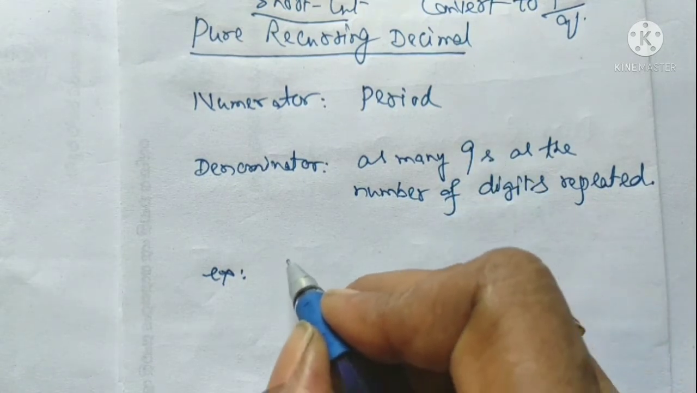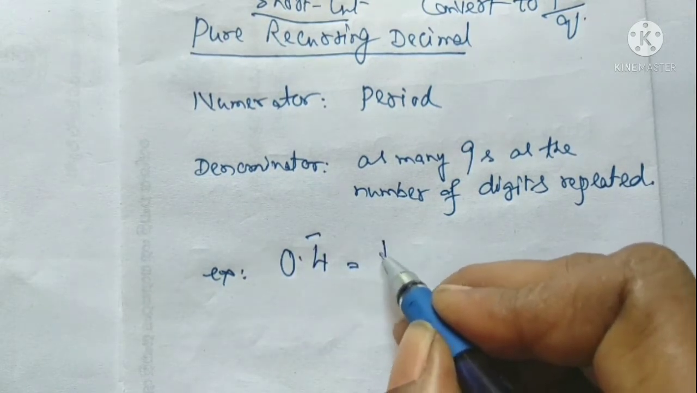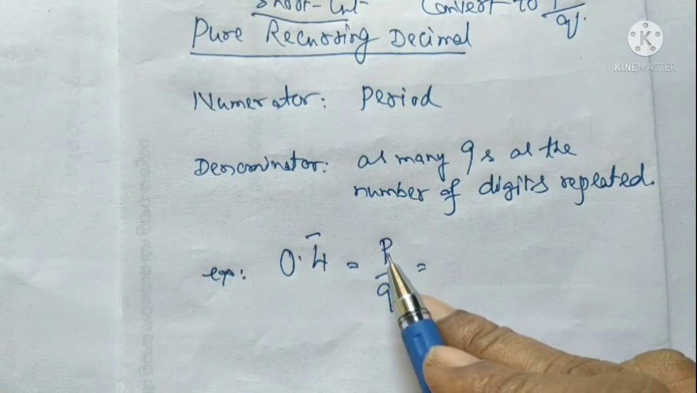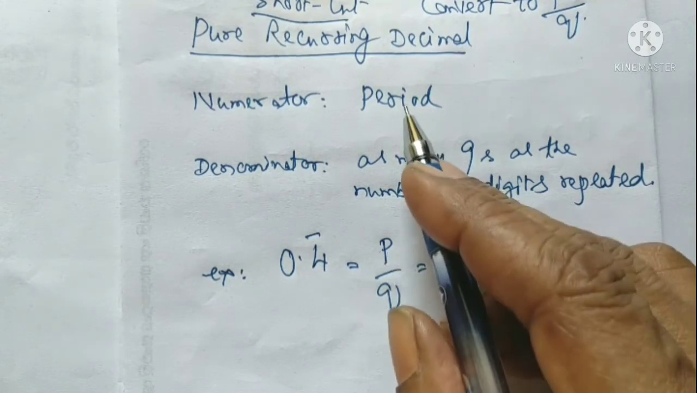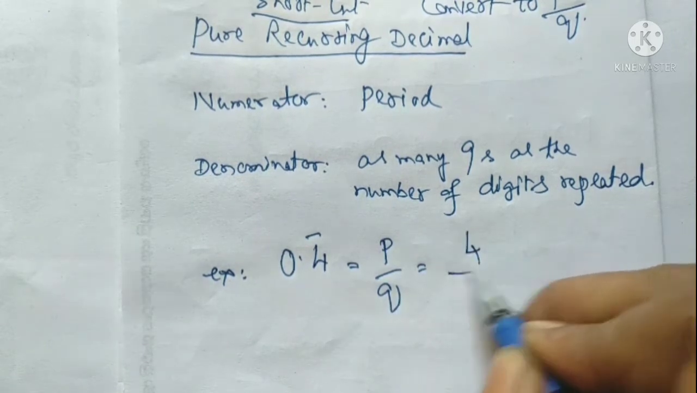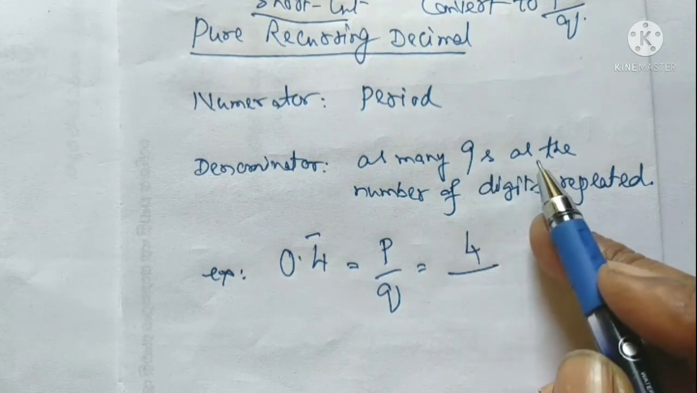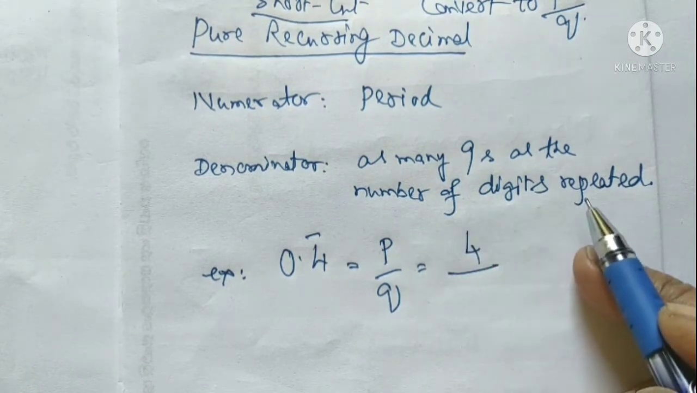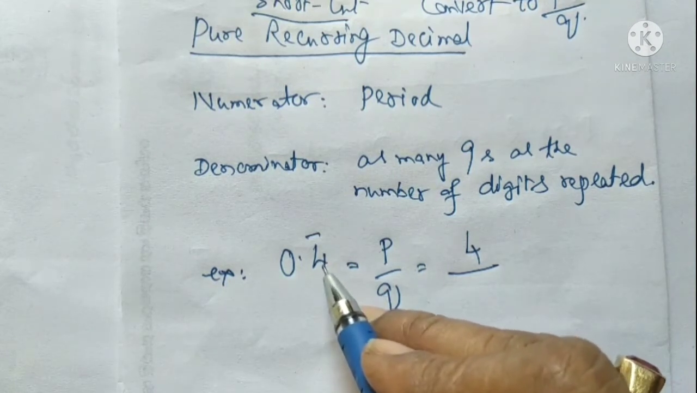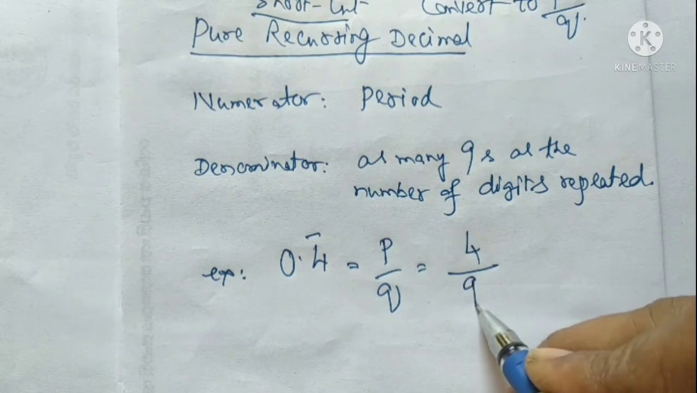Let us take 0.4 bar. So we are converting this into the form of p by q. So this is the numerator. What does the numerator say? You have to take the period. Here the period is 4. Now the denominator is as many nines as the number of digits repeated. Here how many digits are repeated? Only one digit. So you have to keep only one 9.